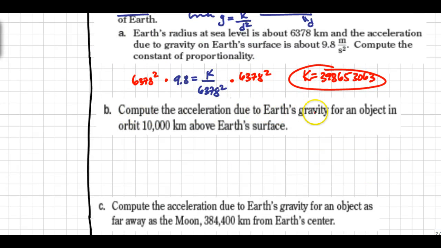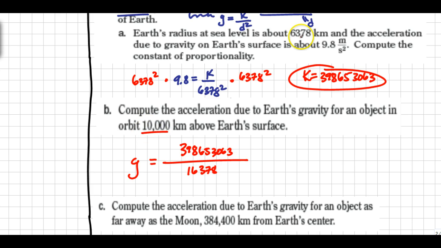Compute the acceleration due to Earth's gravity for an object in orbit 10,000 kilometers above the Earth's surface. So we're going to utilize our formula again, making sure that the bottom number is the proper distance. Remember that that bottom number needs to be from the center of the Earth, and this number is from the crust out to the object orbiting the Earth. So we need to add that to the previous radius. So we're going to get 16,378.